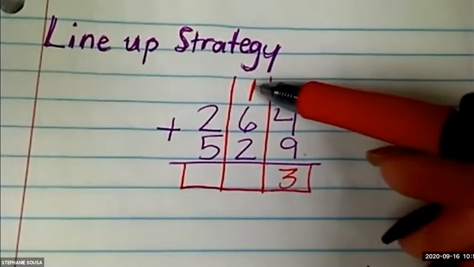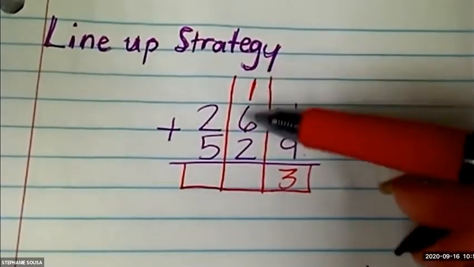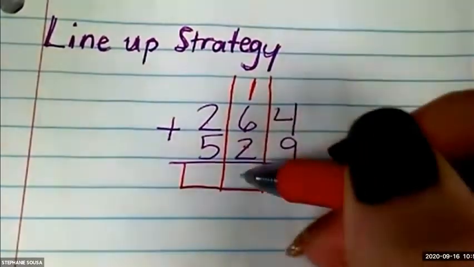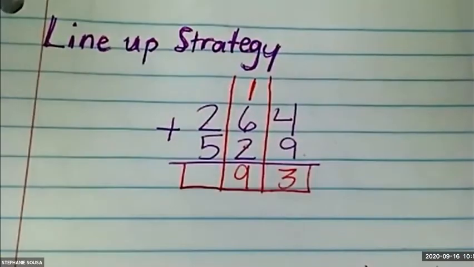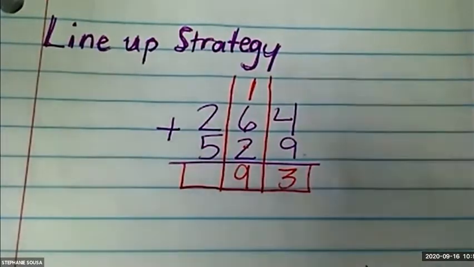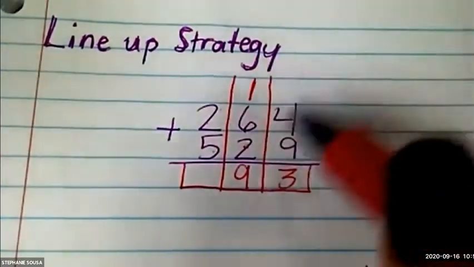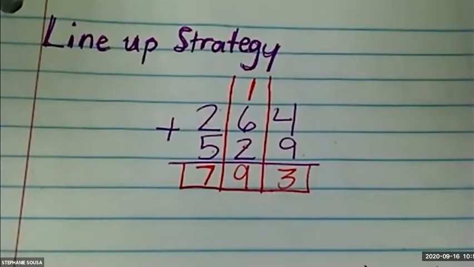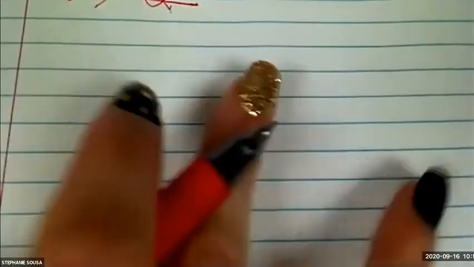Now I have a 10 plus 6 tens, that's 70. Plus 2 more tens, that's 80, 90. So I put a 9 in my tens place. And we know that 200s plus 500s is equal to 700s. So 793. Okay? I want us to go ahead and practice using this strategy.